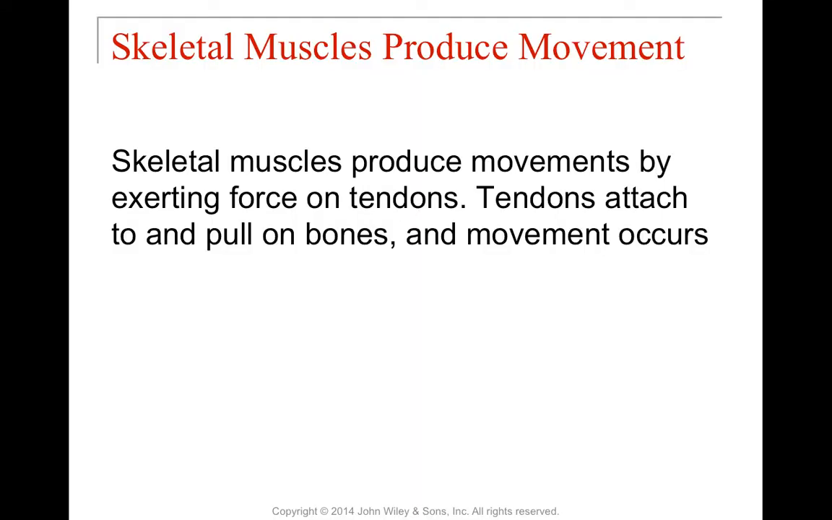Today we'll be investigating Unit 11. We'll be talking about skeletal muscles, how they produce motion, and the specific skeletal muscles and their location on the human body. So skeletal muscles allow the body to move, and they do that by exerting force on tendons. Tendons are a structure that attaches to both the muscle and the bone, and when the muscle contracts, the tendon then pulls the bone, and that allows motion to occur.